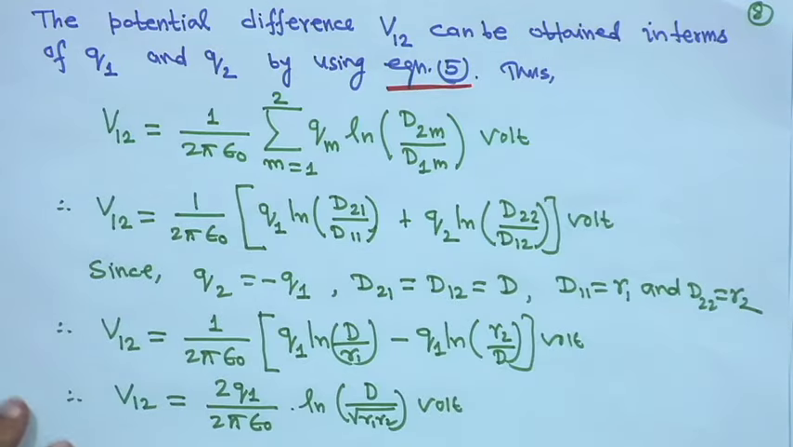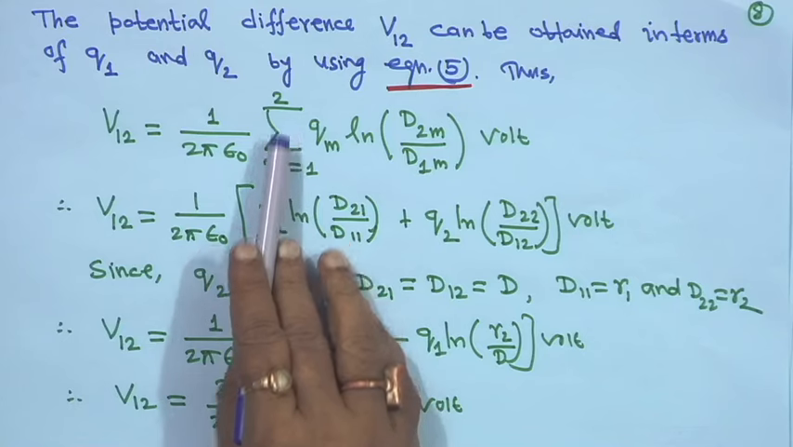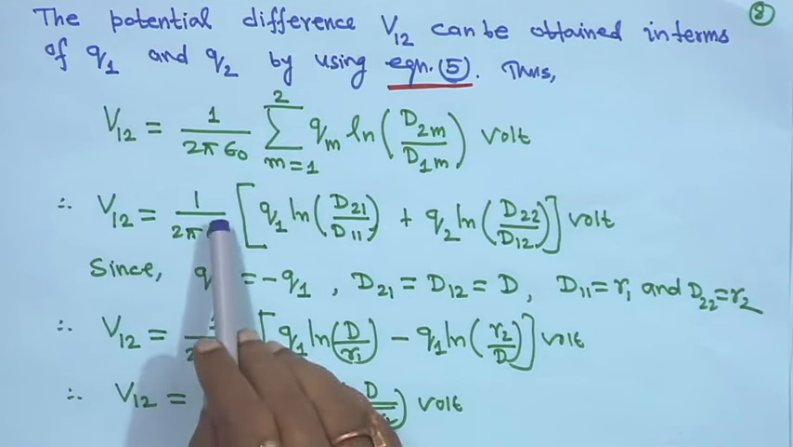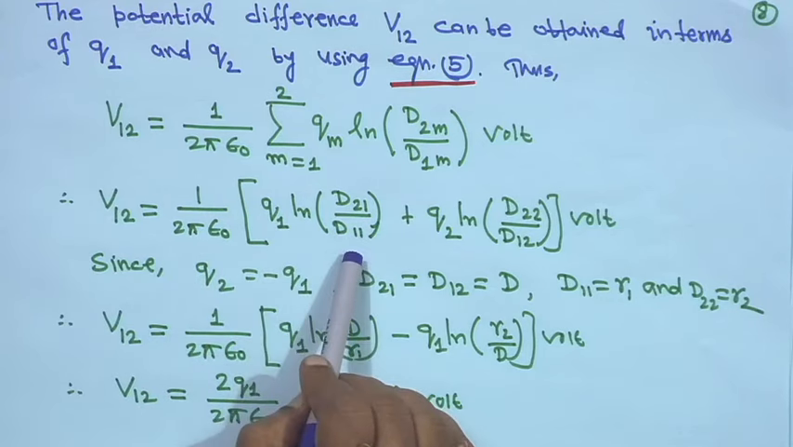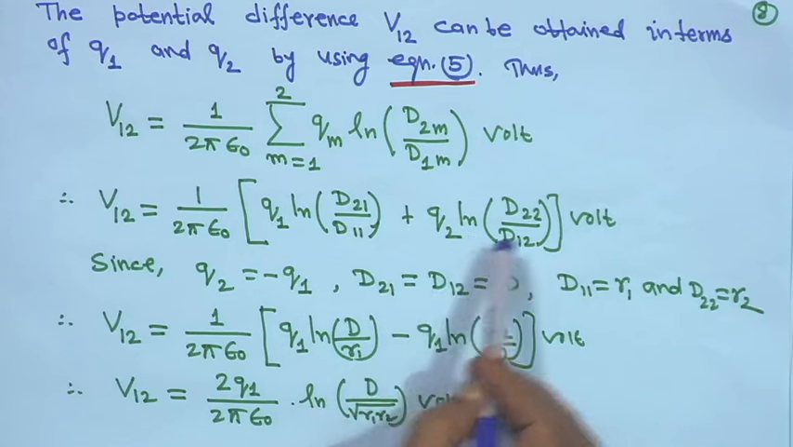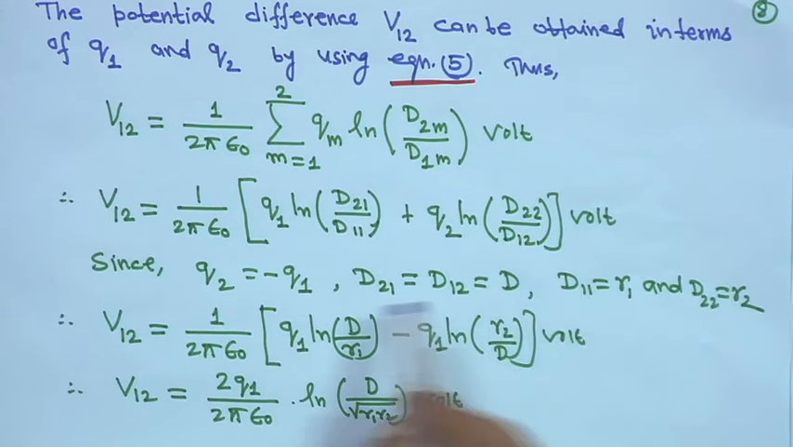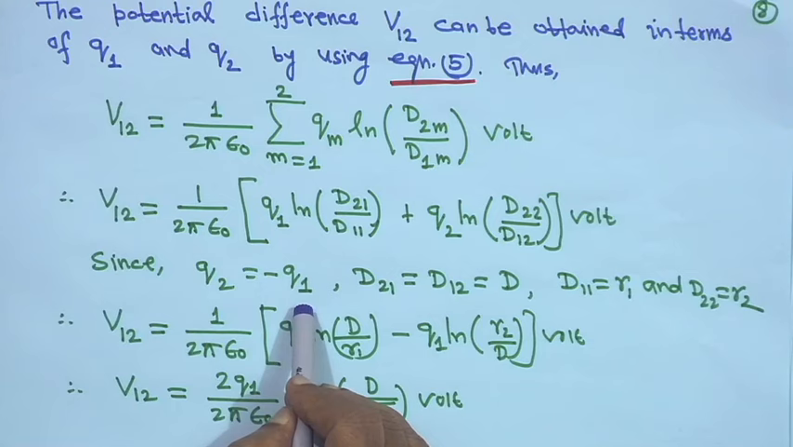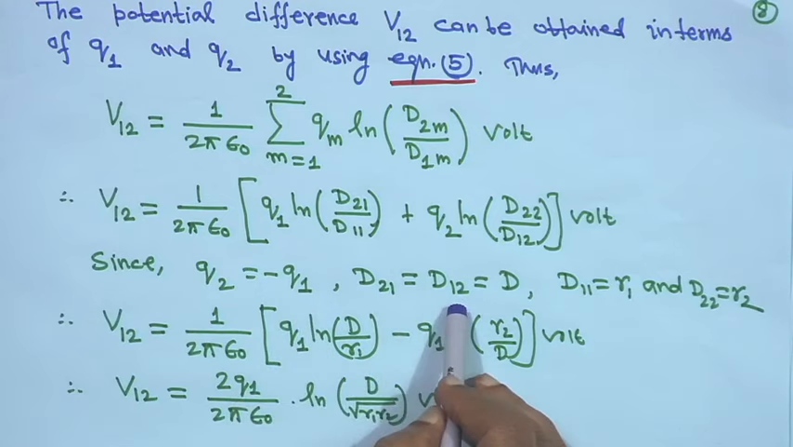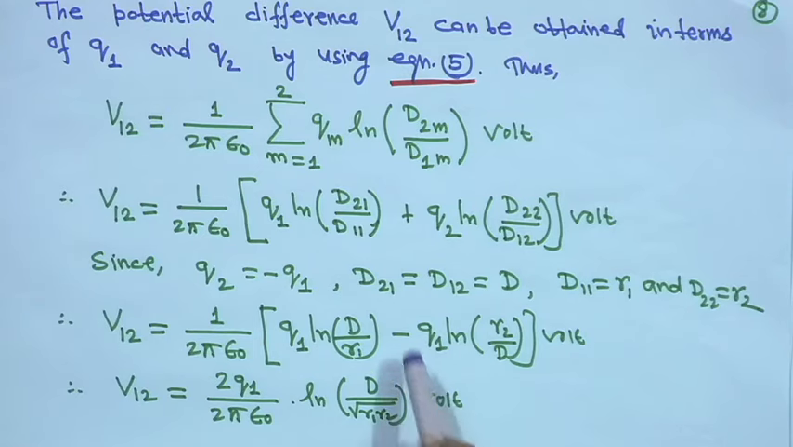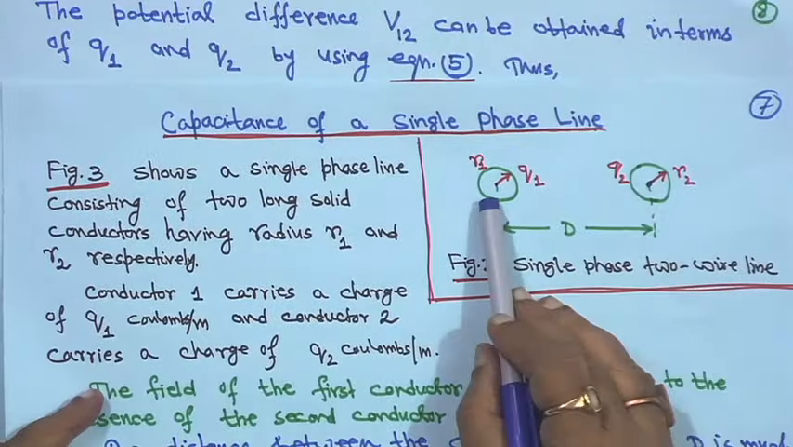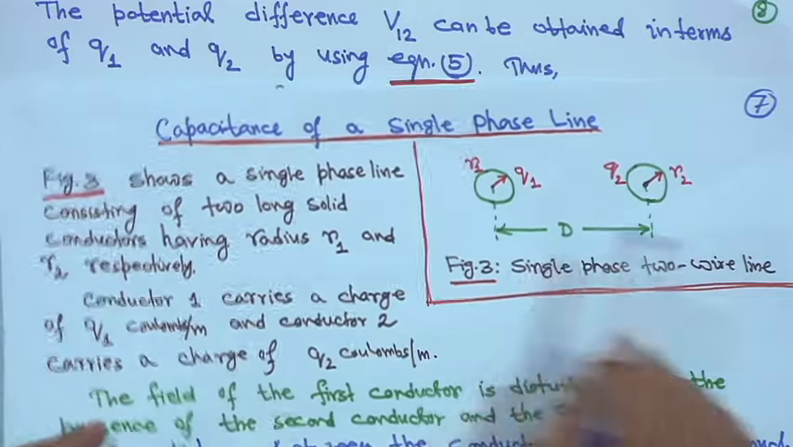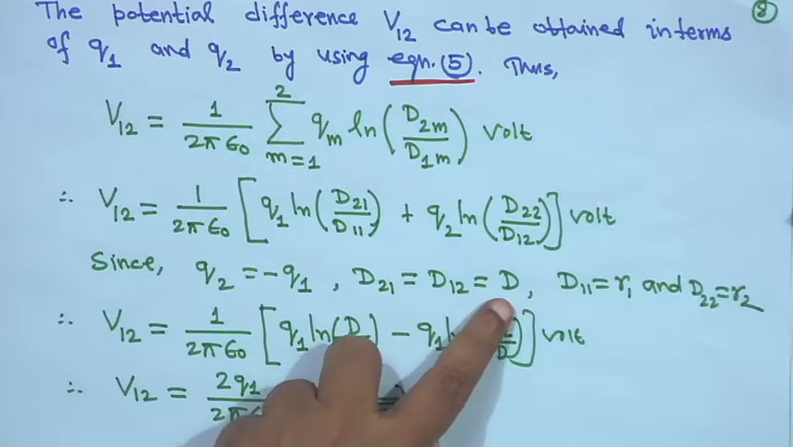Therefore, m is equal to 1 to 2. Now, V12 is equal to 1 upon 2 pi epsilon 0, then Q1 ln d21 upon d11 plus Q2 ln d22 upon d12 volt. Now, since Q2 is equal to minus Q1 and d21 is equal to d12, there are two conductors, conductor 1 and conductor 2, so that distance from 1 to 2 is d. This is a generalized formula, after that we are replacing this.